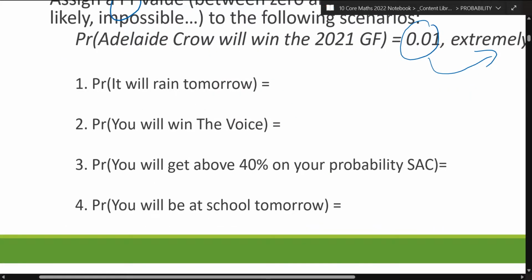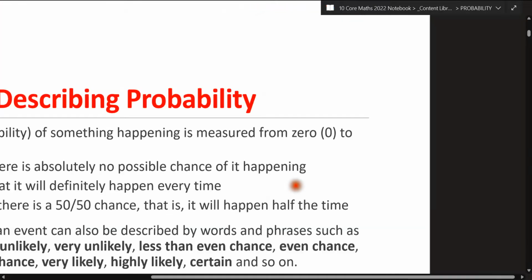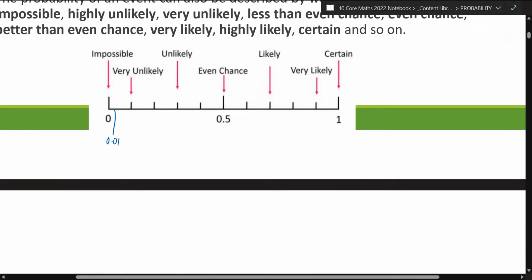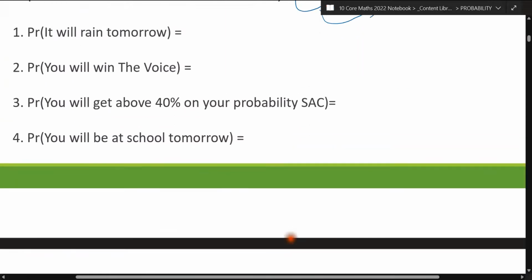What's the probability that it will rain tomorrow? Does anyone know? Tomorrow's weather? Did you say cold? Yeah, you said cold. I think tomorrow's weather is like 19 degrees, so it's going to be a bit cold. Because it's cold, the chance of it raining could be a little bit high. I would say it might be on the scale, it could be likely. So if we say likely, which is around here, what would that be, guys, as a probability number? 0.7. Very good. All right, so let's say 0.7.